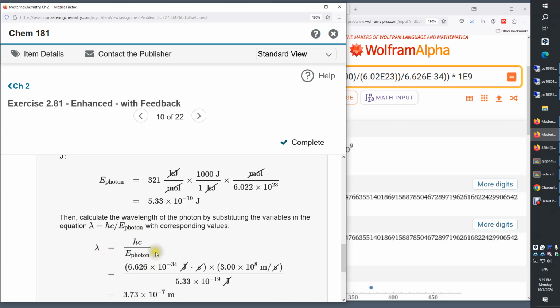And then they use this equation to compute lambda. The energy of the photon is hc over lambda. So lambda is hc over the energy of photon.